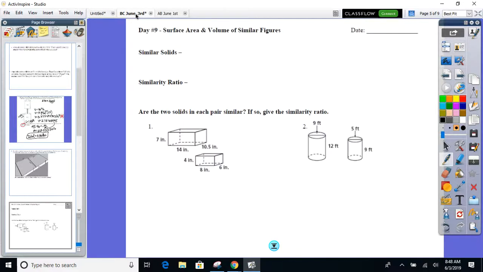Okay, so similar solids. If I put two solids on your desk, how do I know they're similar or not? Well, first thing, and this is almost a common sense thing, is they got to be the same solid. Because we are talking 3D objects here, so they got to be the same solid. Can't have a cylinder and a cone be similar. It's not going to happen. Second thing, corresponding measurements have to be in the same ratio.